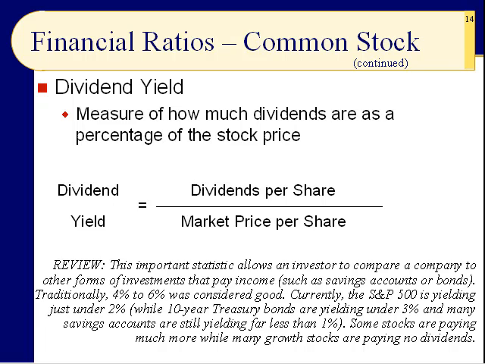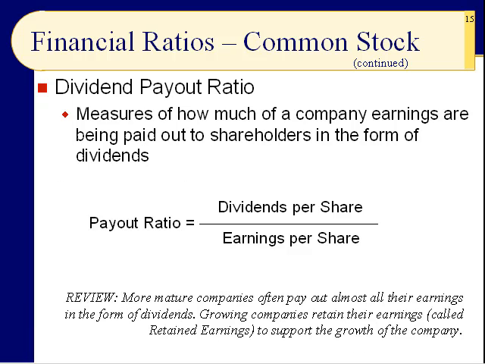So slide number 15. So that's a review. Slide number 15, the dividend payout ratio. Again, we're going to zip through these last few slides quickly because these are all review. The measure of how much of a company's earnings are being paid out to shareholders in the form of dividends. Dividends per share divided by the earnings per share. So more mature companies often pay out almost all their earnings in the form of dividends, like utilities.